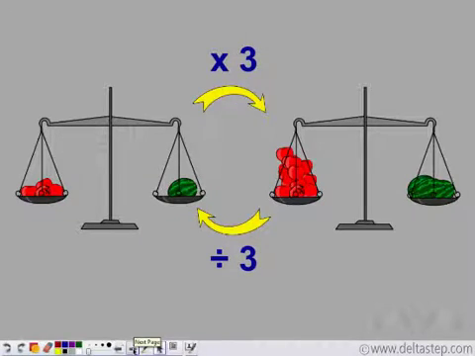So, if the scale is balanced and if we multiply the number of watermelons by 3, in order to keep the scale balanced, we have to multiply the number of apples by 3. Also, if we have a scenario like this and we divide the number of watermelons by 3, in order to keep the scale balanced, we need to divide the number of apples by 3. So, if we divide both sides by the same number, the scale remains balanced. Also, if we multiply both sides by the same number, the scale remains balanced.